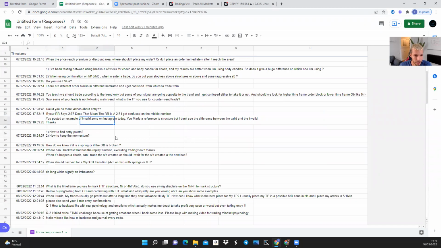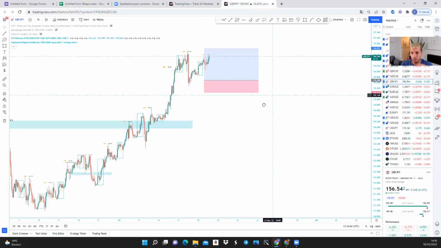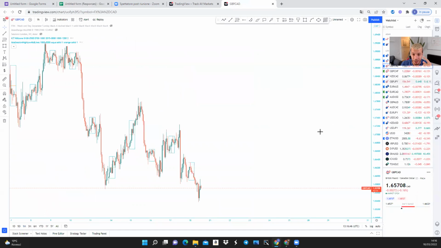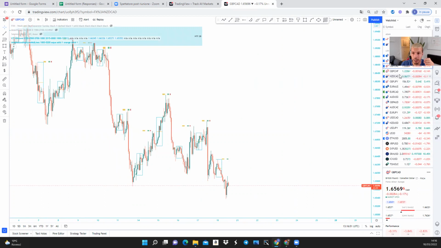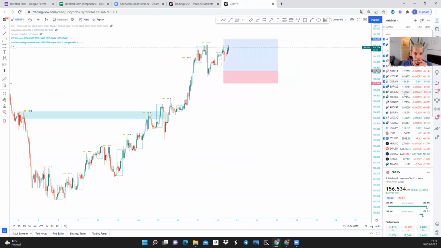You posted an example of an invalid zone on Instagram, made reference to structure. An invalid zone is when that zone fails, even with a wick. That zone becomes invalid. After the zone becomes invalid, so if supply is broken, supply becomes invalid, we don't want to trade from that supply anymore, demand is in control. Now, this is valid only if we are with the trend and everything, and also if we don't have a supply right above it, because sometimes, let's see an example if I can find it.